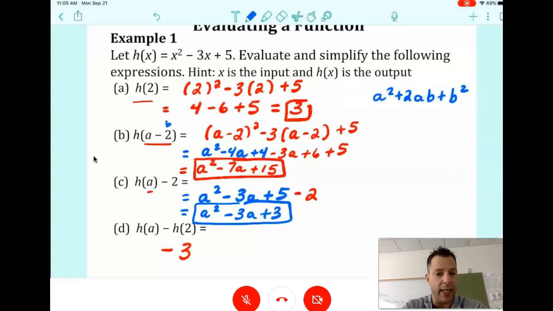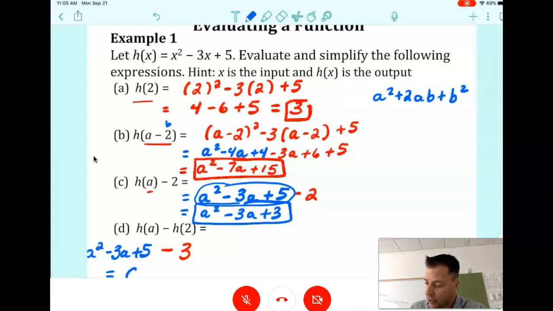In the final one, we're looking at h of a minus h of 2. We already have our h of 2 value from part A. The h of a value is actually this piece right there. There's h of a, so let's just add that down here: a squared minus 3a plus 5. And now let's combine like terms. You just have one a squared term, you have one a term, and you can combine the 5 and the 3. 5 minus 3 is 2.